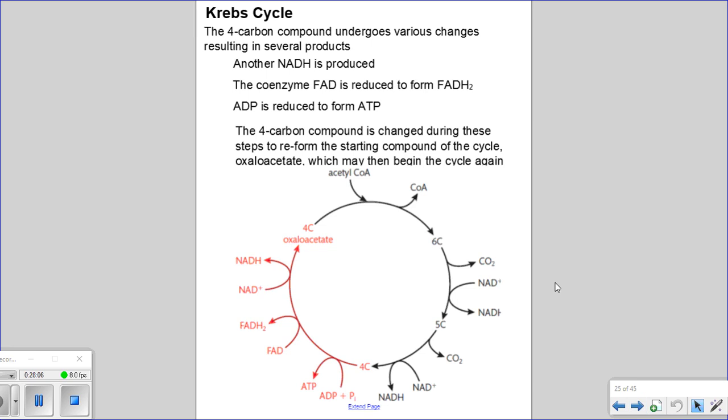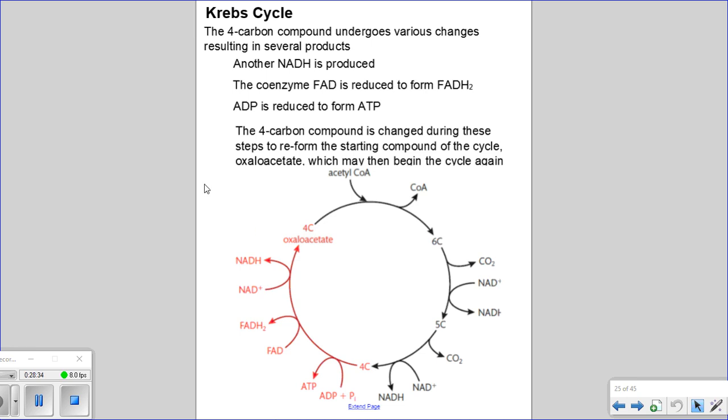So the 4-carbon compound undergoes various changes, resulting in several products. And as this occurs, another NADH is produced. The coenzyme, the other hydrogen carrier, FAD, is reduced to form FADH2. ADP is converted to form ATP. So we generate another ATP, another substrate level phosphorylation from this, in going back to oxaloacetate.